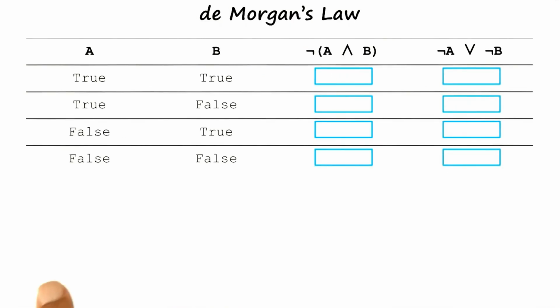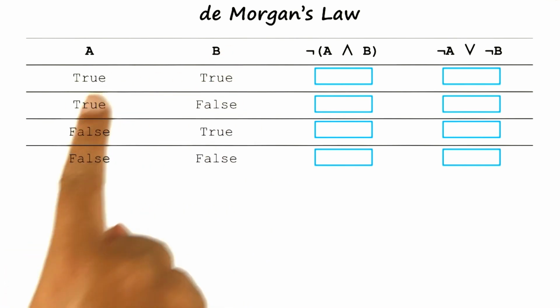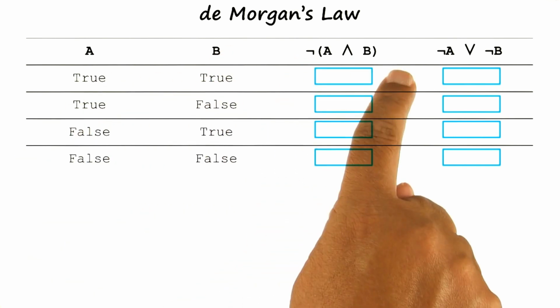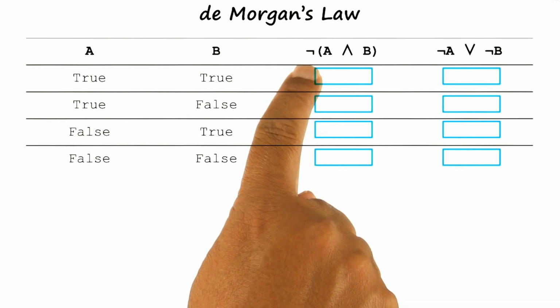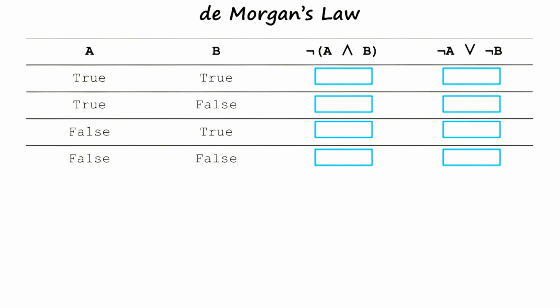One other property of logical predicates that we will see very soon in action is called De Morgan's law. So this time there are two predicates, A and B. Here are the truth values. And here are two formulas. Remember, this is a negation. Please write down the truth values of these two formulas in these boxes. What did you get, David?